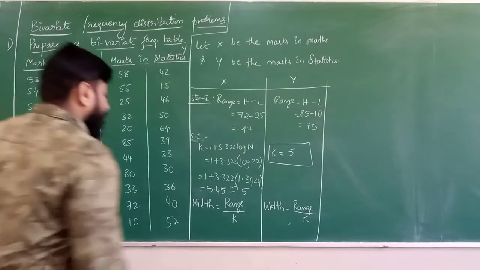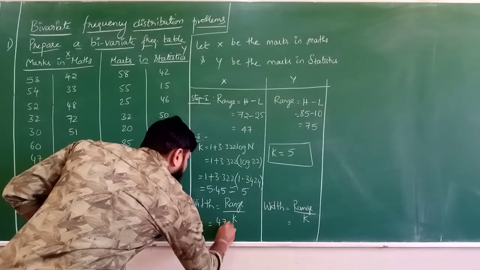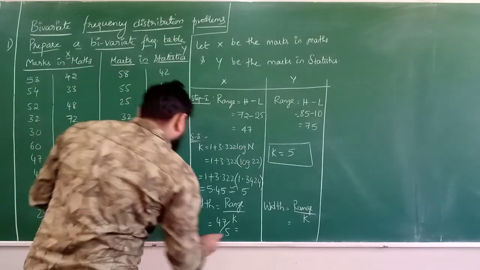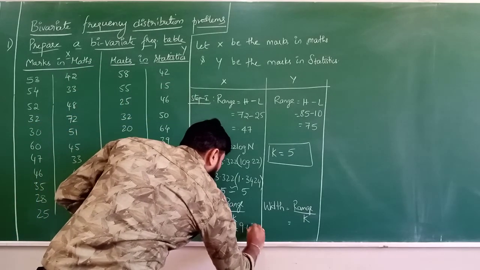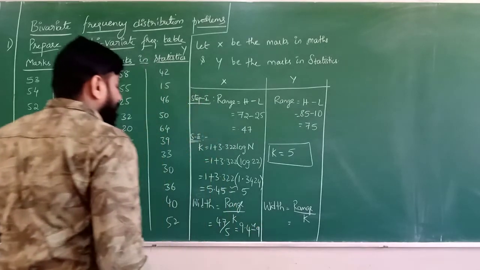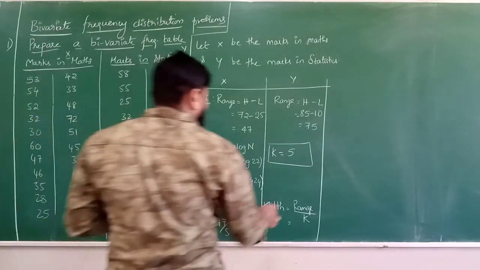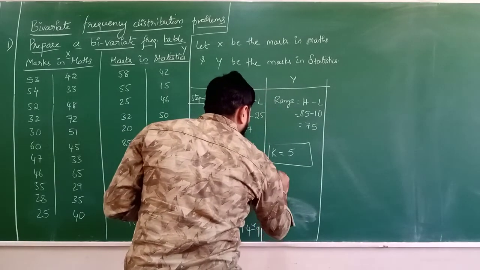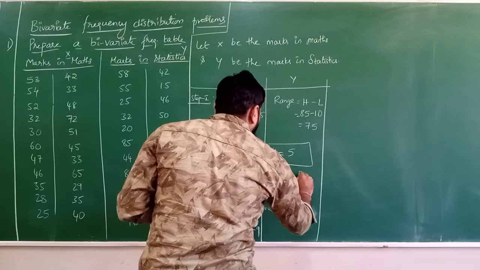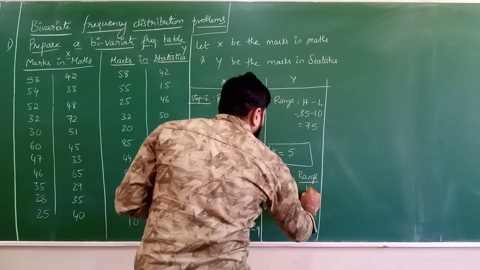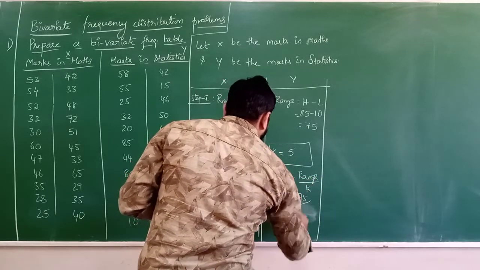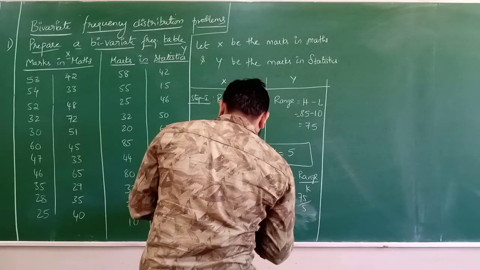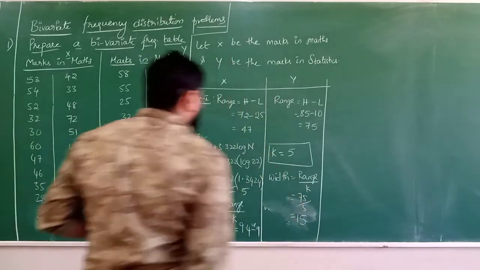Now calculate the width. 47 divided by 5 is 9.4, approximately 9. So 9 is the width here, and here width equals range by k, that is 75 by 5, which is 15.